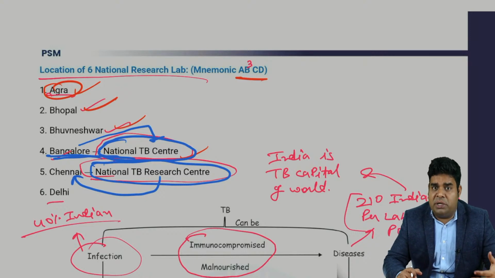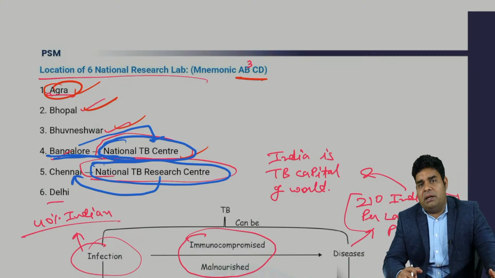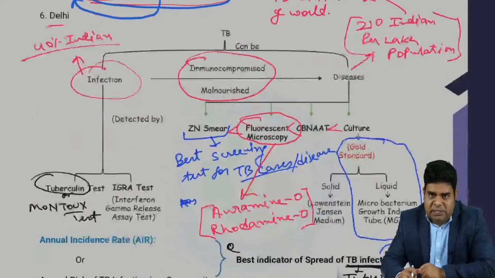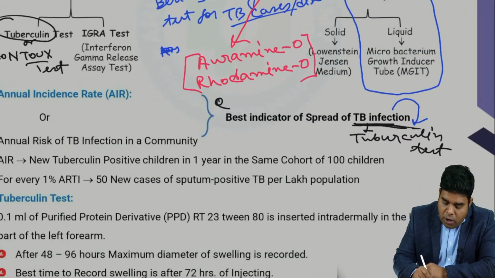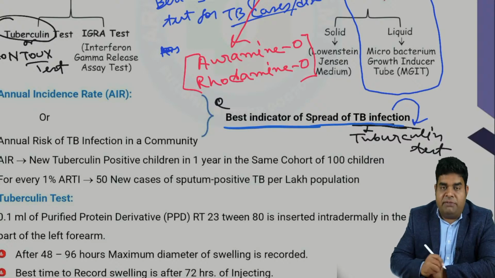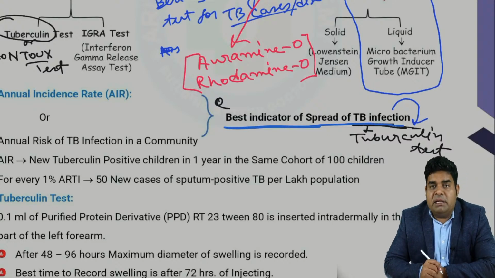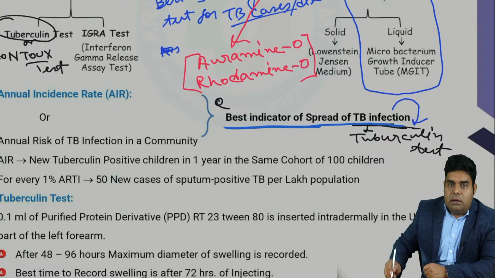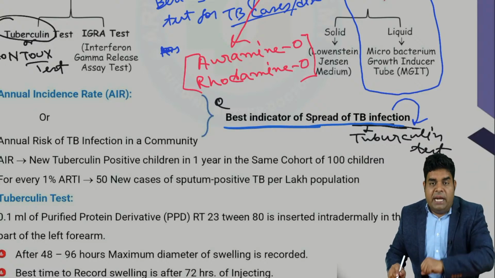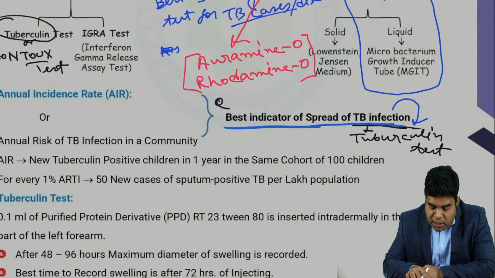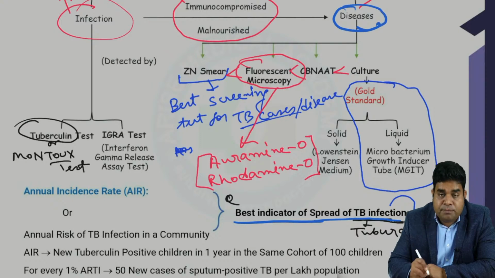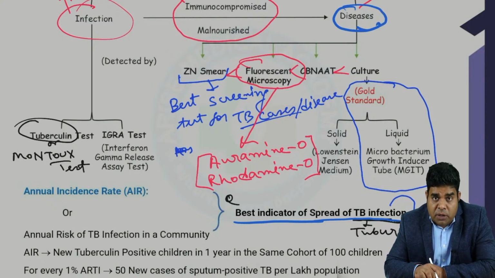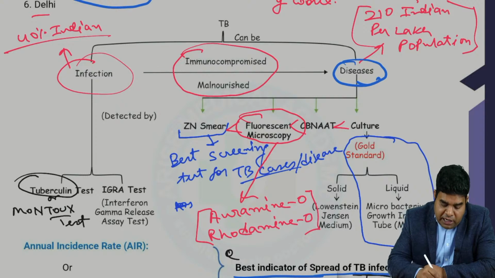I can also discuss the test investigations and all, but that is mainly in microbiology. But still, let's have a quick discussion. They can ask this question: what is the best indicator of spread of TB infection? And people write ZN smear or CB-NAT. Remember this point: ZN smear or CB-NAT can tell us the disease, but there is a difference in TB between infection and disease.